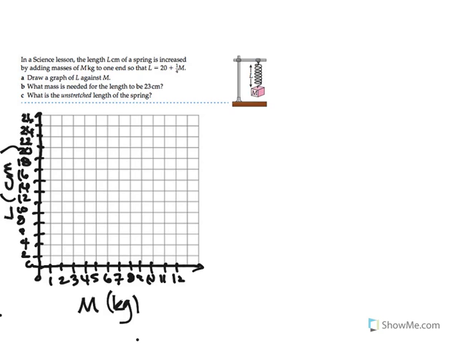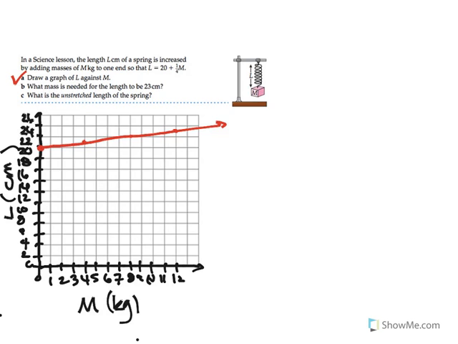Recall from the table, at 0 it was 20. At 4 it was 21. So it's right in the middle. At 8 it was 22. At 12, it was 23. 20, 21, 22, 23, yes. Then from there, take your ruler and draw a straight line through. So that is how you draw a graph for A.